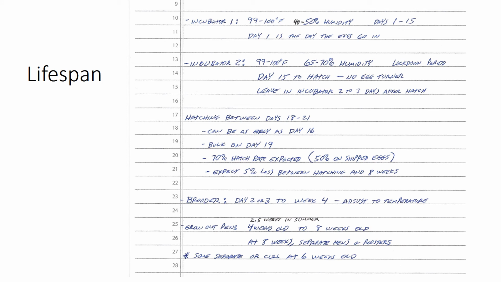Your brooder time is day 2 or 3 to week 4, and then you have to adjust for the temperature. You want to every day bring that temperature down just a little bit, acclimate them to the cooler temperature. At your grow out pen, you're going to be 4 weeks old to 8 weeks old, and about 8 weeks you want to separate the hens and roosters. Sometimes you want to do that a little bit earlier. If you have roosters that are crowing at 6 weeks, 7 weeks, then you know it's time to get them out of there.